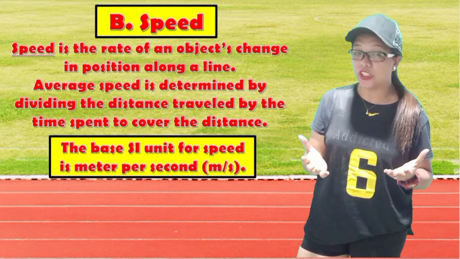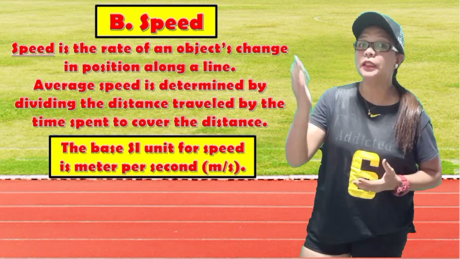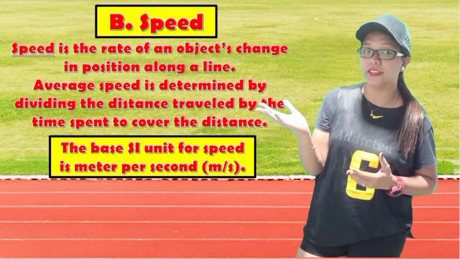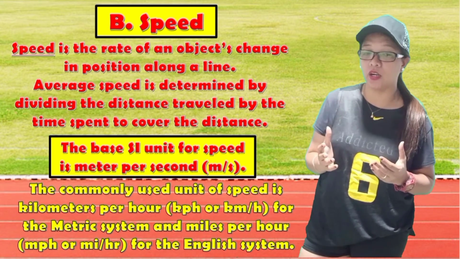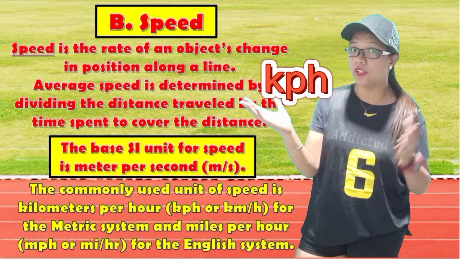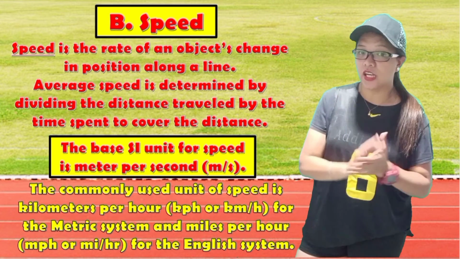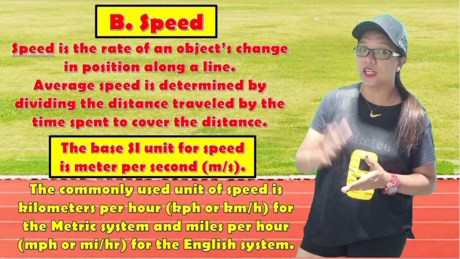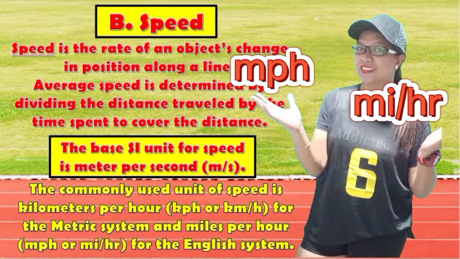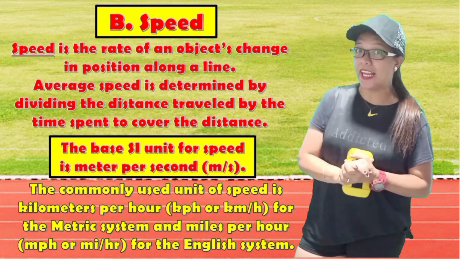The base international unit for speed is meter per second. The commonly used unit for speed is kilometer per hour. This one or this one for the metric system, and miles per hour is this one and this one for English system.